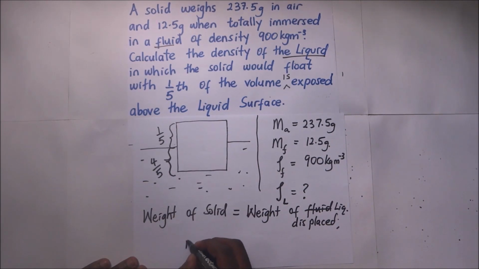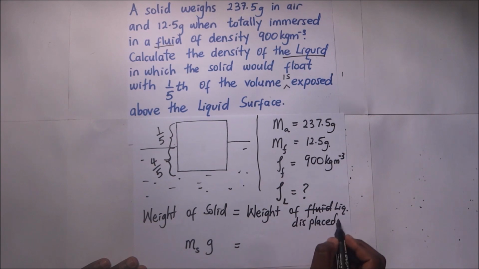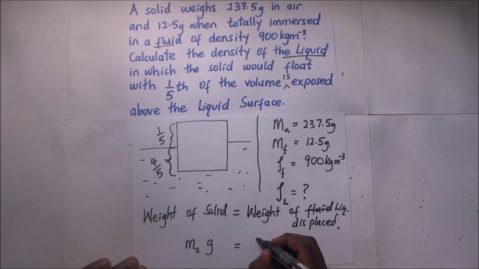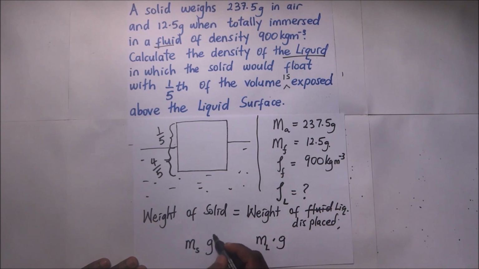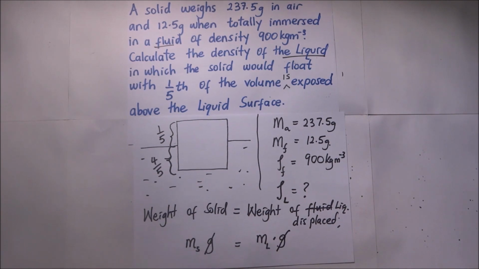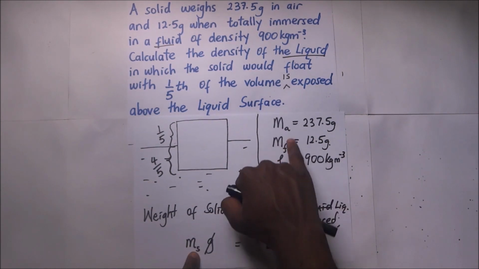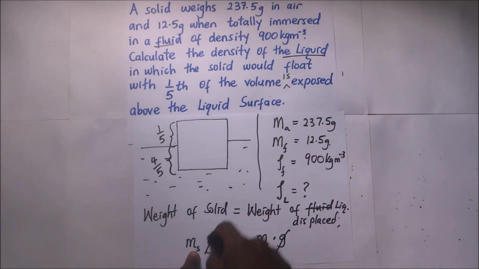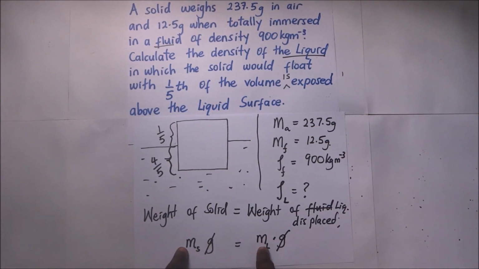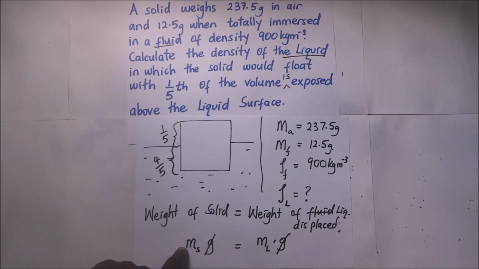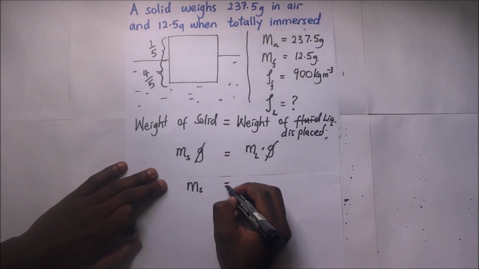So what's the weight of the solid? Of course, the weight of the solid is the mass of the solid times gravity, and this is given by the weight of the liquid displaced. So it's going to be the mass of the liquid multiplied by gravity, and of course the gravities will cancel out, and you remain with the mass of the solid. Now we have the mass of the solid when it is in air. It is 237.5 grams. So we already have the mass of the solid, but the mass of the liquid we need to break down further. So the mass of the solid is given by the mass of the liquid.